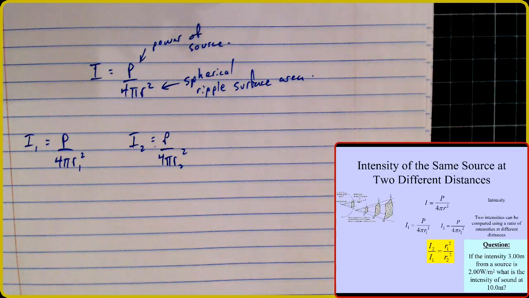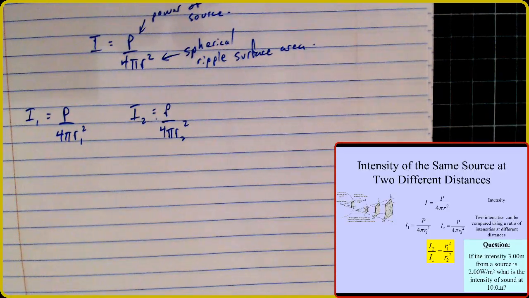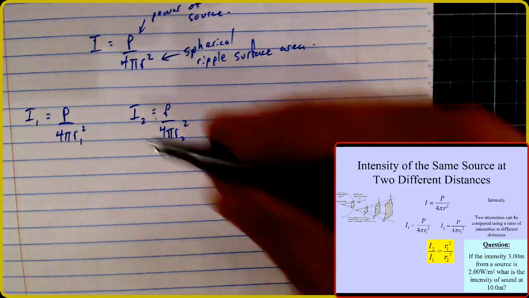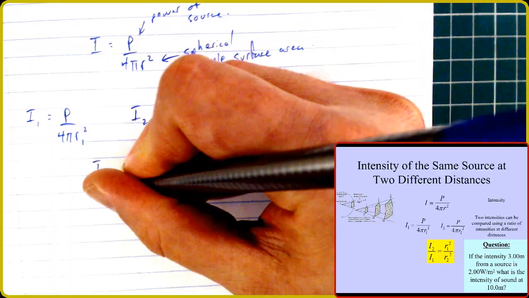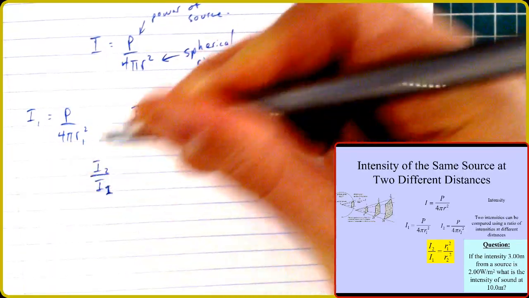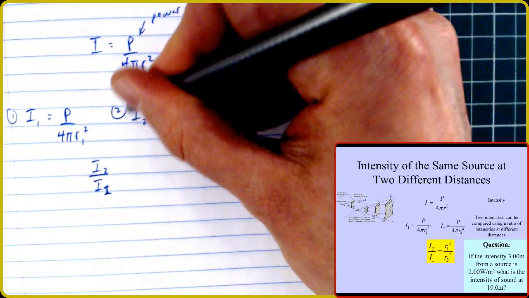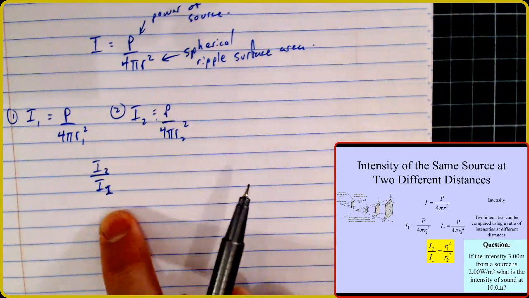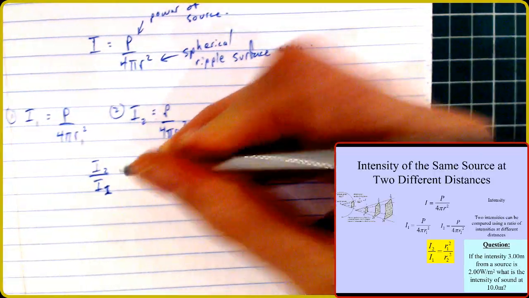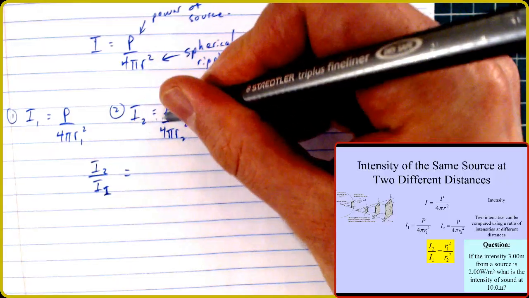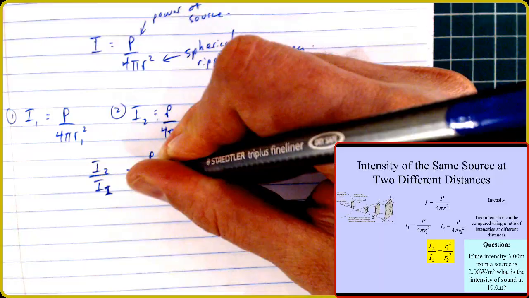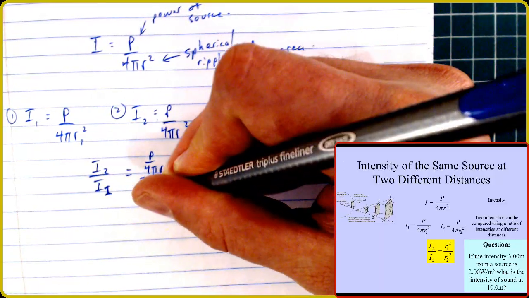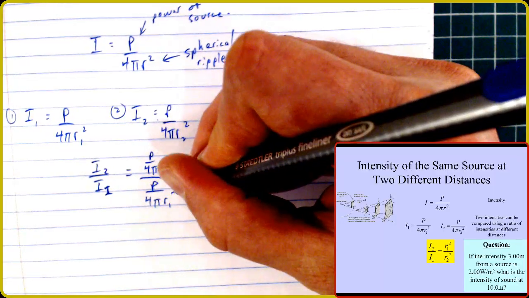All right. Now, in terms of taking these two equations and bringing them together to make one, I'd like to bring them together as a ratio. I think I'd like to do I2 divided by I1. In other words, if I call this equation 1 and this equation 2, I just took equation 2 and divided it by equation 1. So I2 over I1 would be equal to P over 4 pi r2 squared divided by P over 4 pi r1 squared.